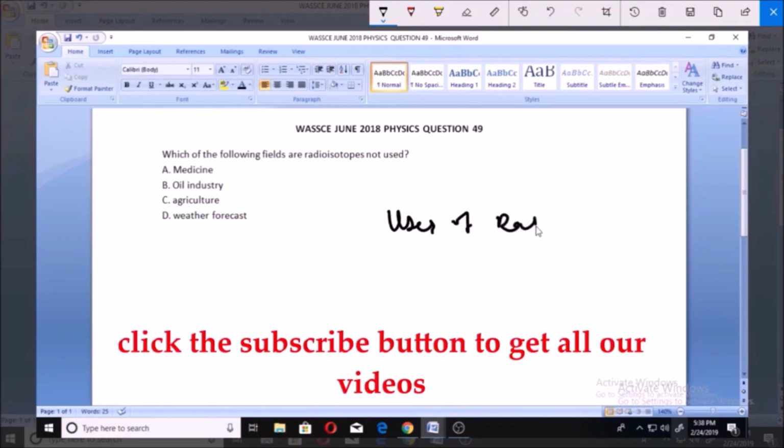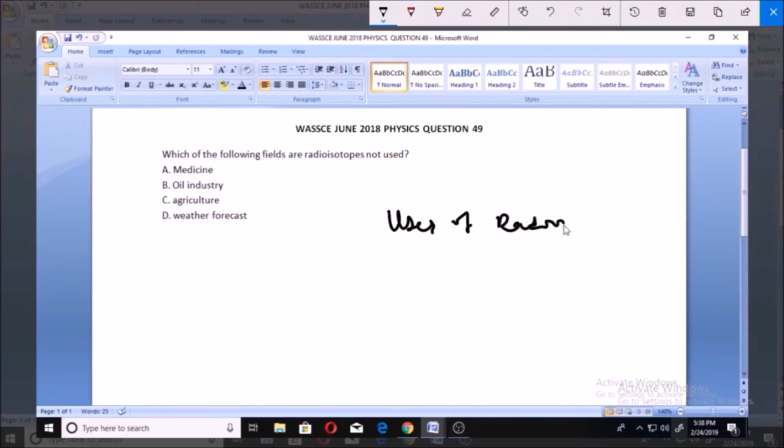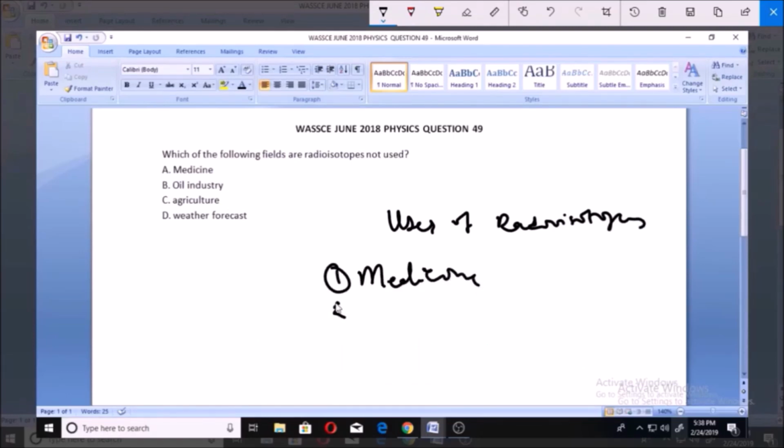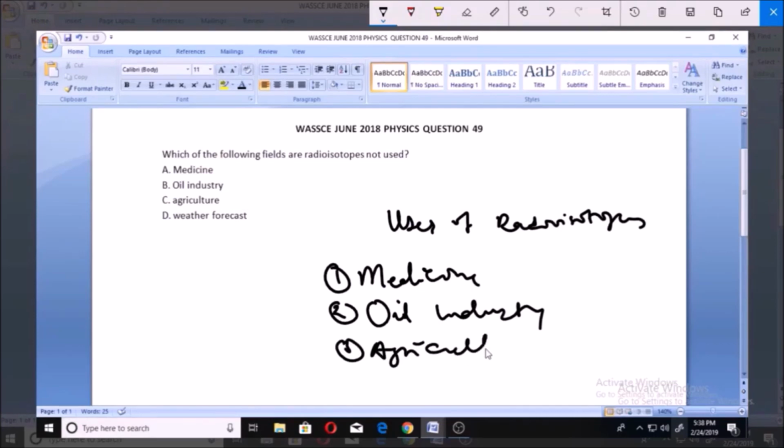radioisotopes, you find out that they can be used in medicine. Very important. They can be used in the oil industry for oil exploration. They can also be used in agriculture. Very important. So you can use radioisotopes in studies in all these fields.